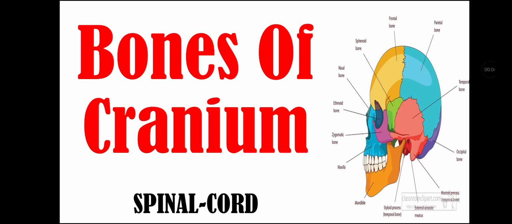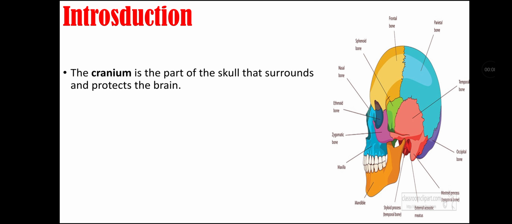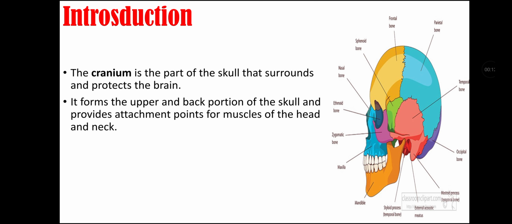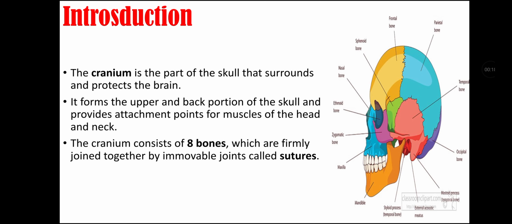Today we are going to talk about bones of cranium. So let's start our topic with introduction. Cranium is part of skull that surrounds and protects the brain. It forms the upper and back portion of skull and provides attachment point for muscles of head and neck.